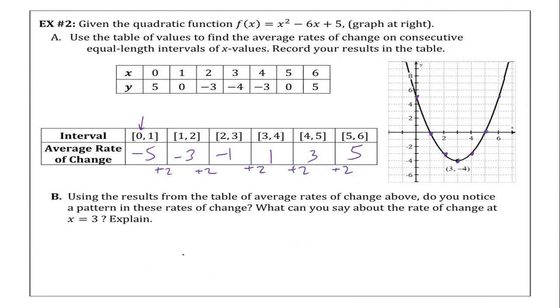Okay, so the conclusion here: as the intervals move right, what did we say is happening? The rates are doing what? Increasing by 2.